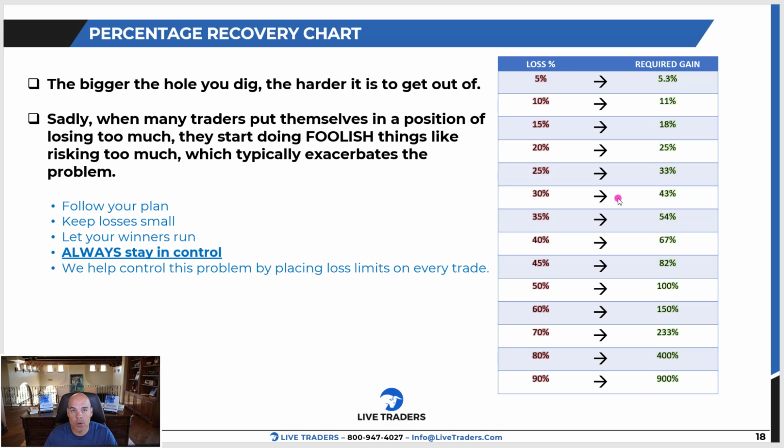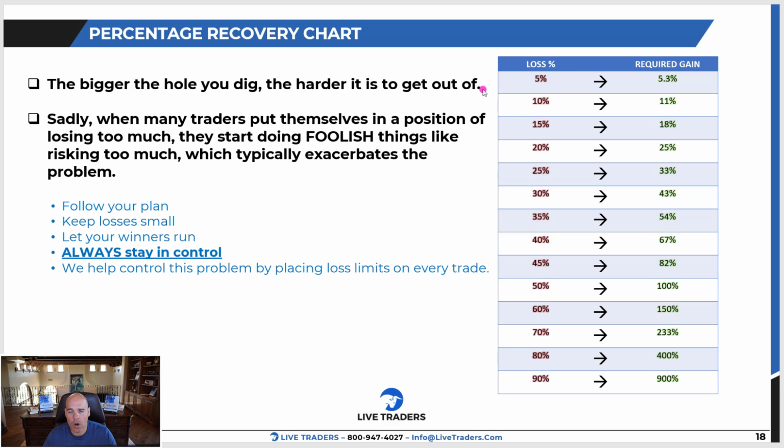The flip side is stupidity. This is a percentage recovery chart. You don't want to be featured on this. Anywhere on here, really. 5% or 10% is not terrible, but do you see how ugly this gets? How quickly this gets? You see what I'm getting at? You knock off 30%, 35%, you hit 35%. You need a 54% gain just to get back to break even.